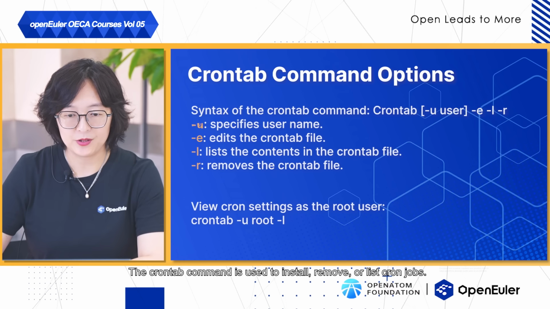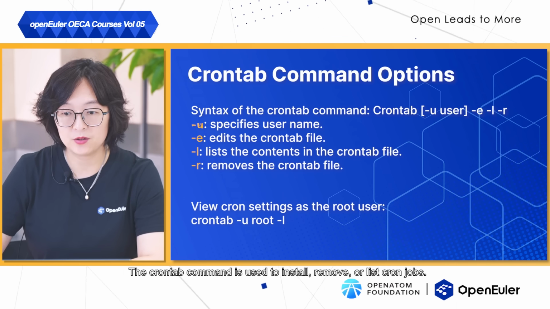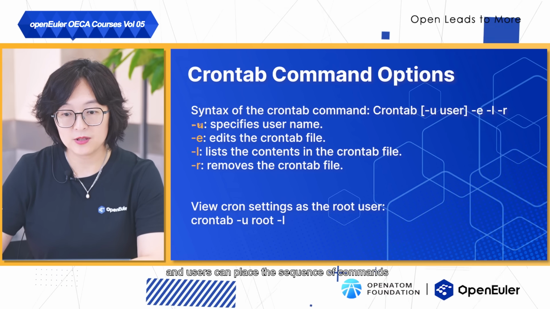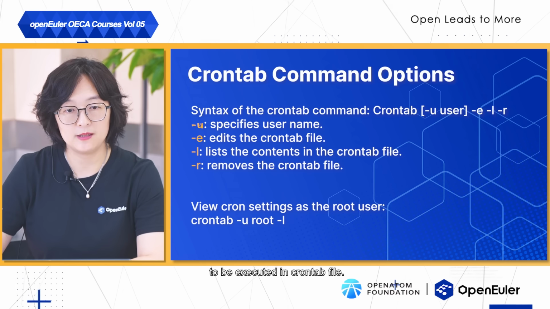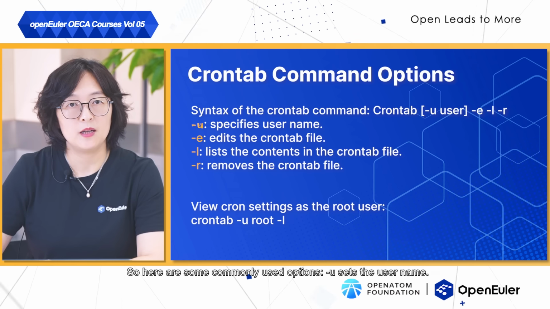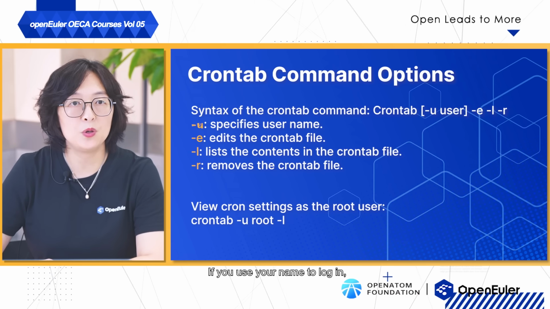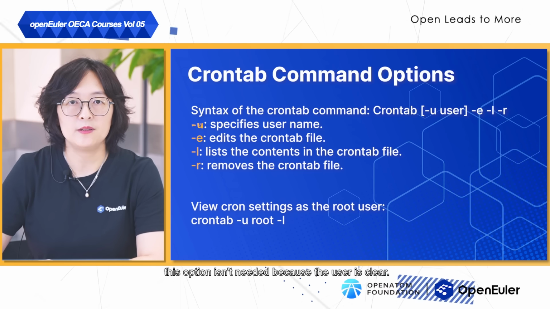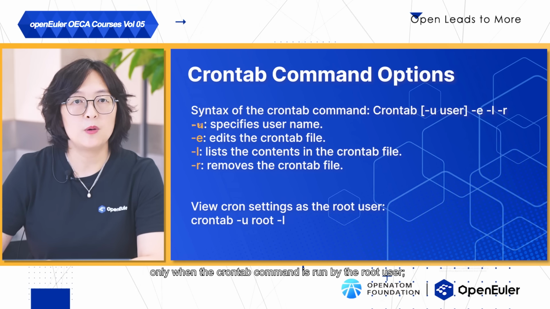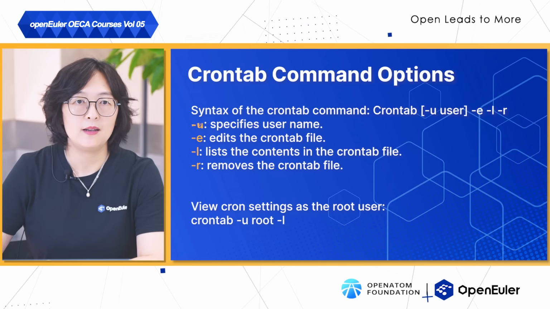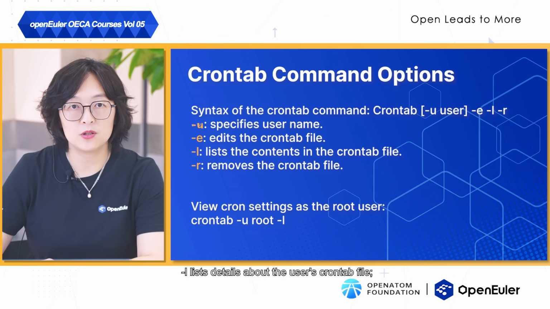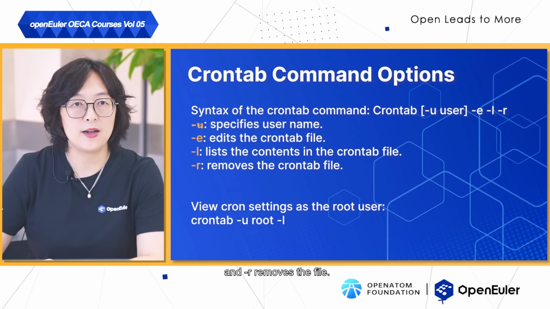The Crontab command is used to install, remove, or list Cron jobs. Each user is allocated a Crontab file, and users can place the sequence of commands to be executed in the Crontab file. So here are some commonly used options. U sets the username if you use your name to log in. This option isn't needed because the user is clear. This option is required only when the Crontab command is run by the root user. E edits a user's Crontab file. L lists details about the user's Crontab file, and R removes the file.